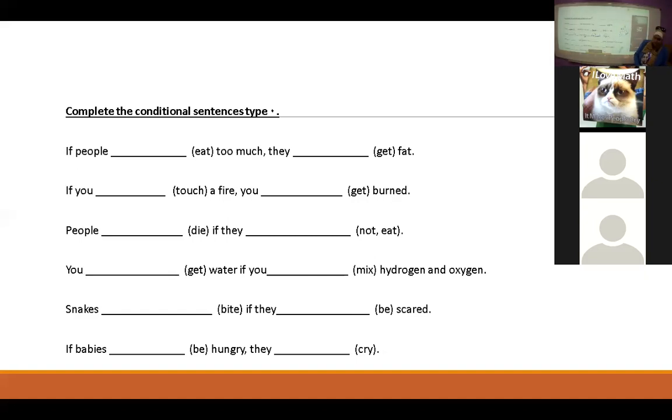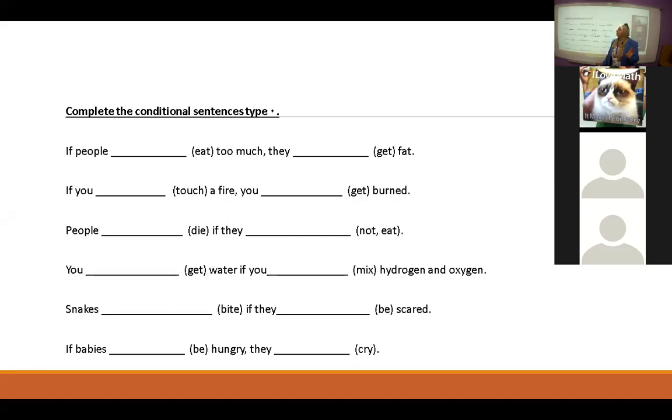Yes. Sorry, just let me zoom out. The fourth one, right? Yes. You get water if you mix hydrogen and oxygen. What should I do with the verb? You get water if you mix. Excellent. Just leave it. Do we change anything, dear? No.